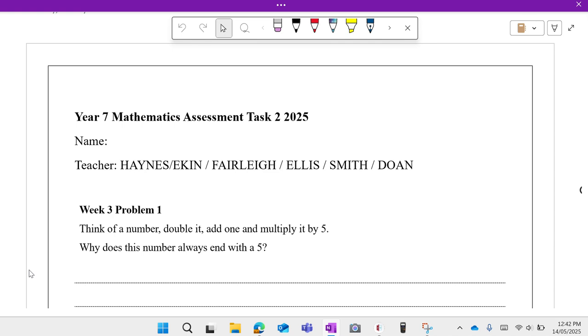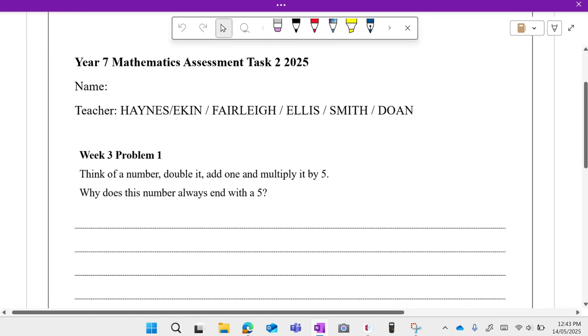So we've got: think of a number, double it, add 1, then multiply it by 5. Why does this number always end in 5? Okay, remember this is driven by you, so I want to hear all of your thoughts and ideas. Elsie, you had your hand up first.